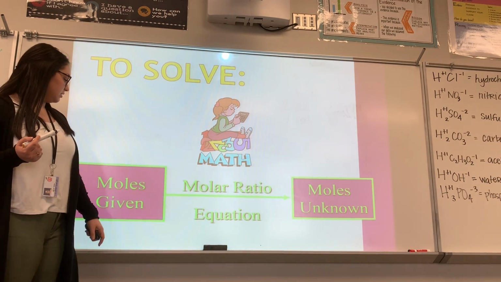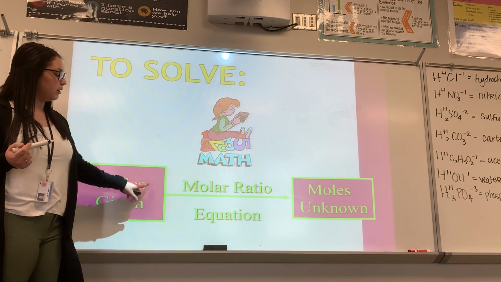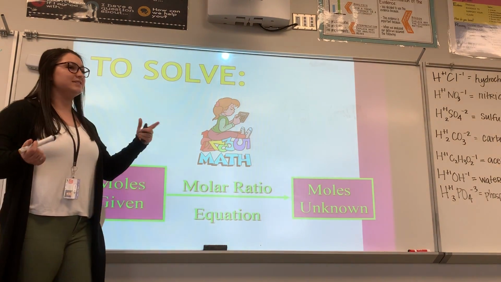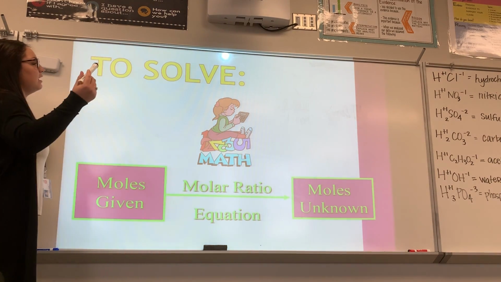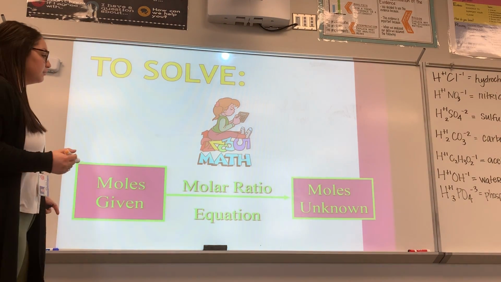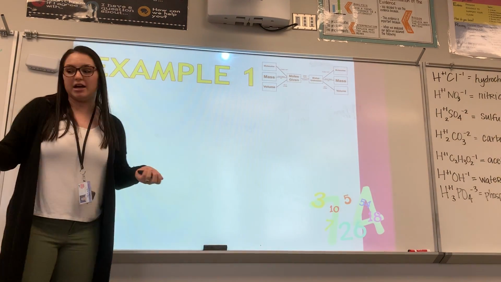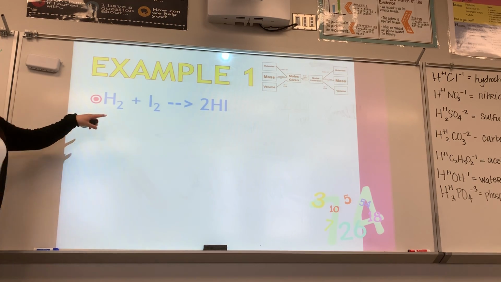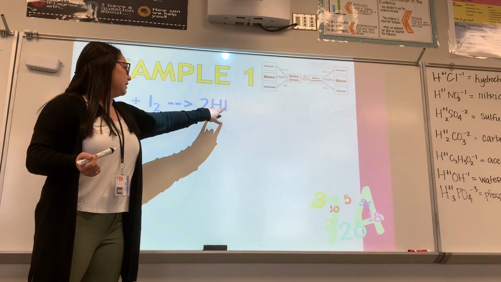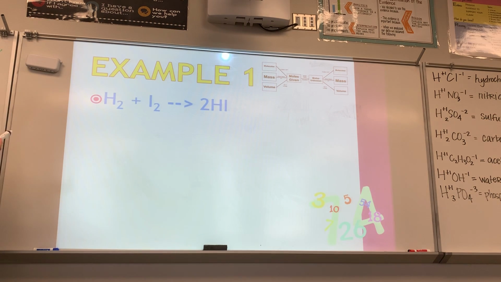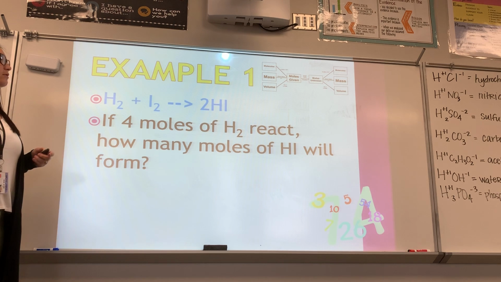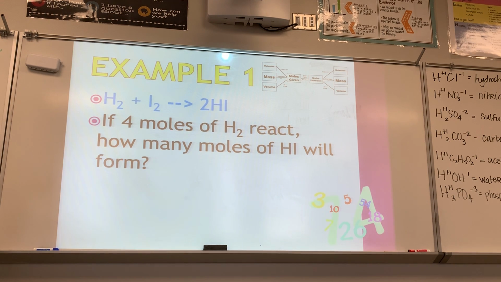To solve for a mole to mole problem, we are using molar ratios, which is what we just went over. We're using the coefficients in front of each compound in our balanced chemical equation. So I know that's a lot of talking. We're going to do some examples, so follow along in your notes. In this example, we have hydrogen and iodine to make HI. I have my stoichiometry map at the top. My question: if 4 moles of H2 react, how many moles of hydroiodic acid will form?